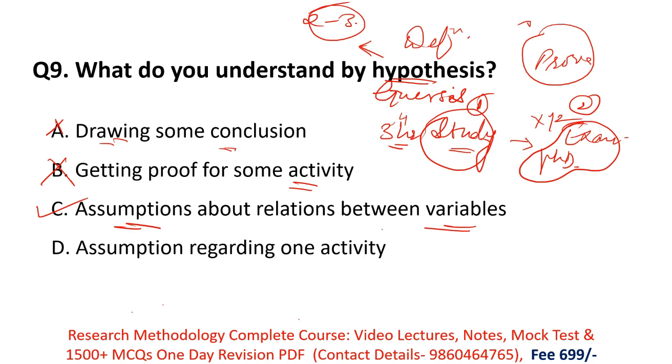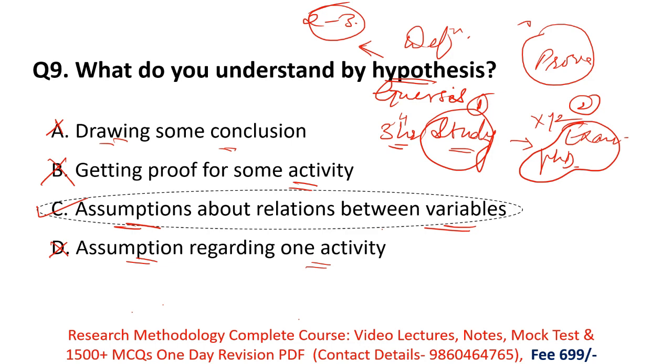Then option D, assumption regarding one activity. No, you cannot say only one activity. There are so many activities in day-to-day life, and you can make assumptions on any of them. So option D is also incorrect. For this question, option C is the right answer: assumption about relation between variables.